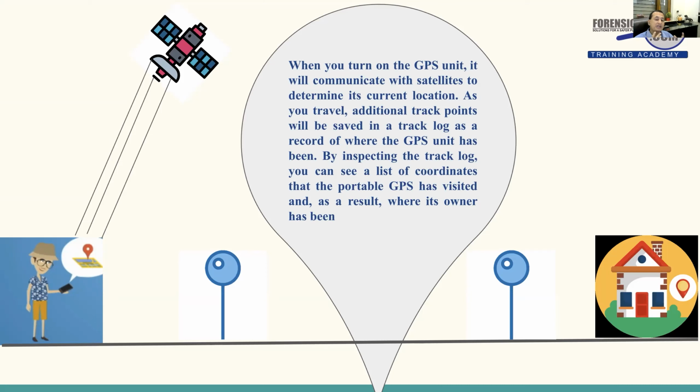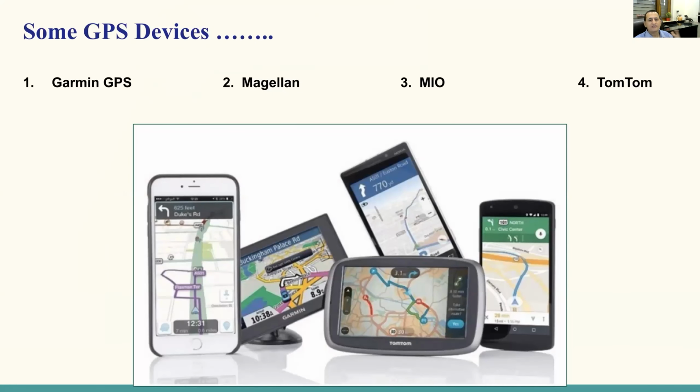So what it needs to do is it will communicate with satellites to determine its location, and as you travel, it is going to take additional track points, and it will save these track points in what is called a track log. So that track log keeps track. This GPS location was in this area at this time. It is a log, and that shows that the GPS has been in those locations. So by direct inference, you can say that the owner has also been in that same location at that time.